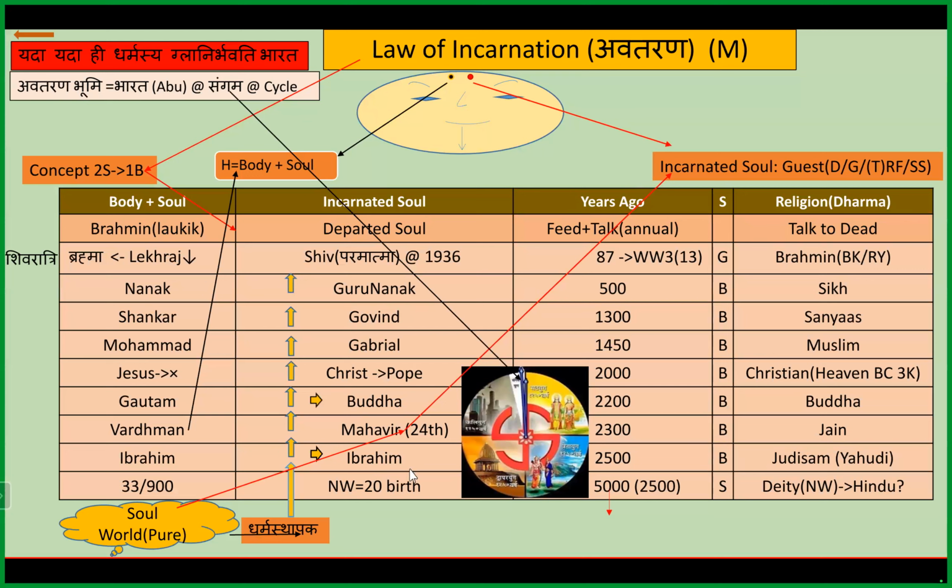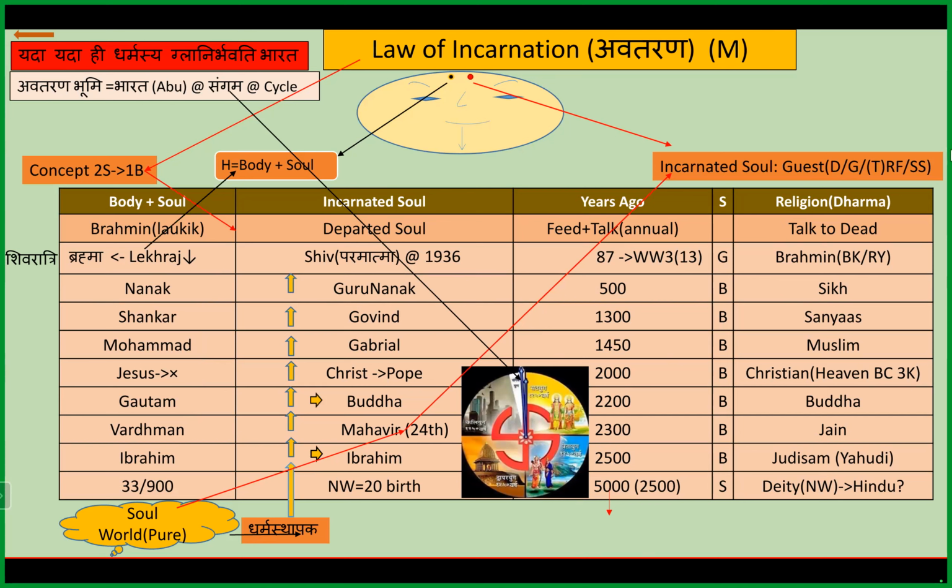So we can see that Judaism, Yahudi, was founded by Ibrahim, then Buddhism by Gautam Buddha, Islam by Muhammad and Gabriel, then Shankar and Govind with the Sannyas ashram, and recently, 500 years ago, the body of Guru Nanak was entered, and the Sikh Dharma was established. This is all about the Dharma Sthapaks, within the last 2,500 years. So we have seen the four ways of the law of incarnation.